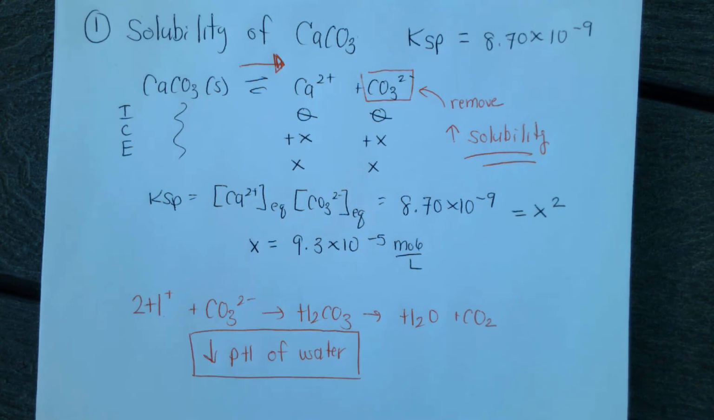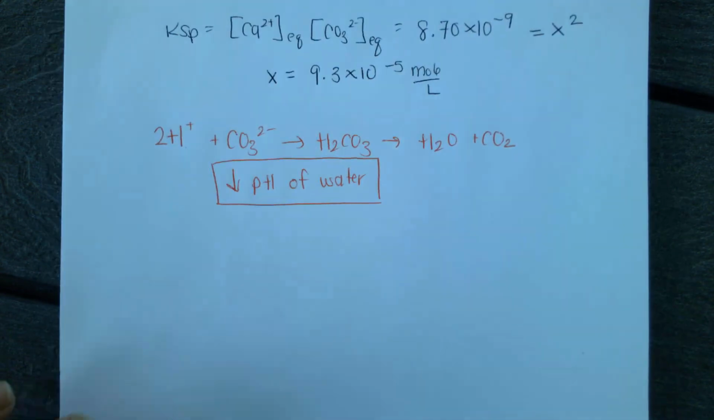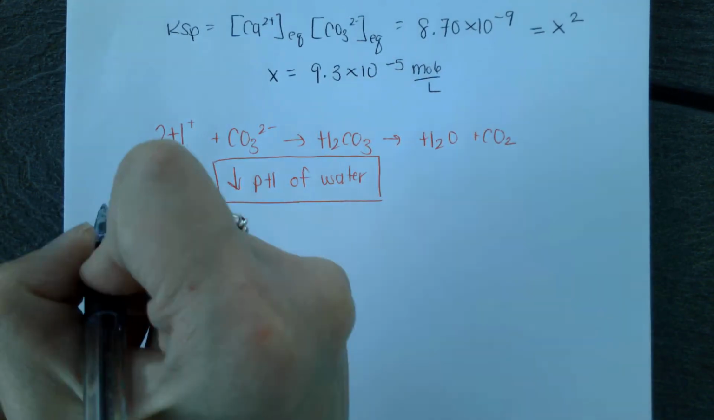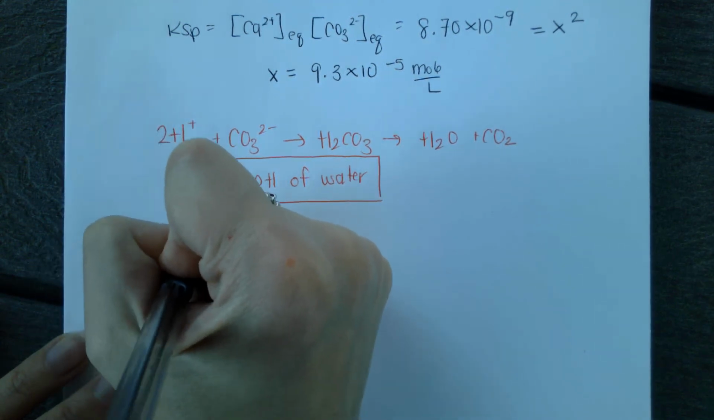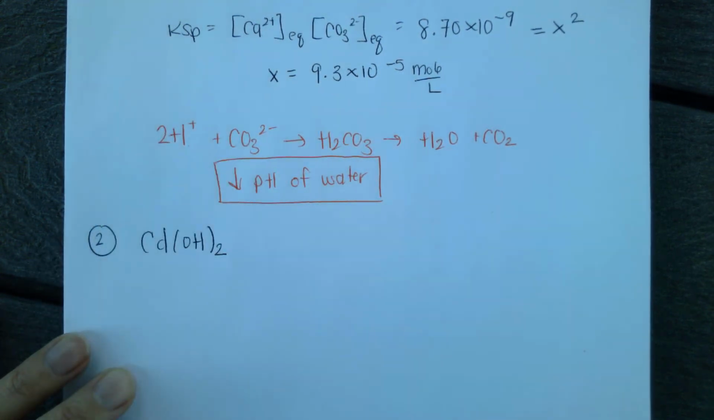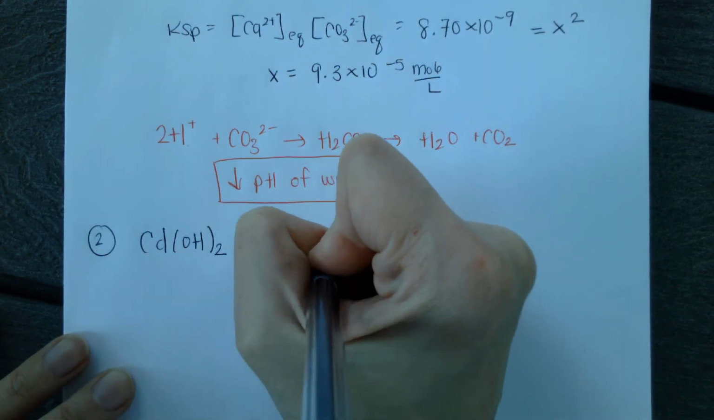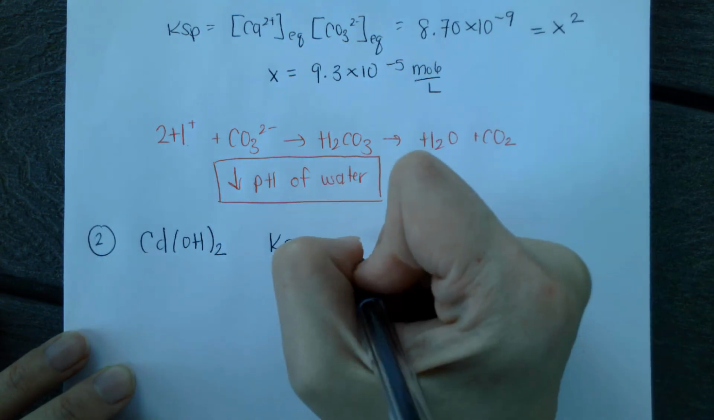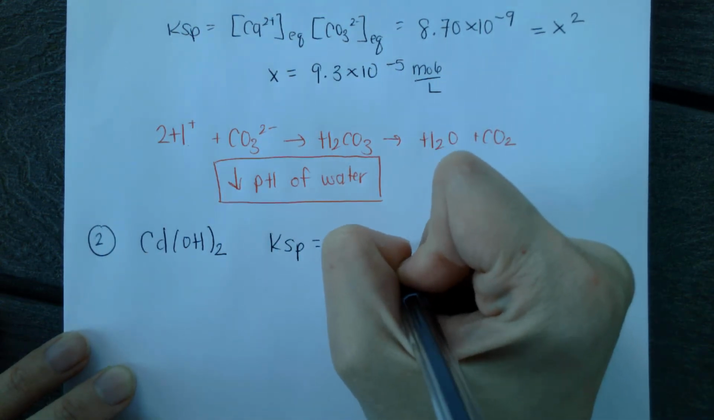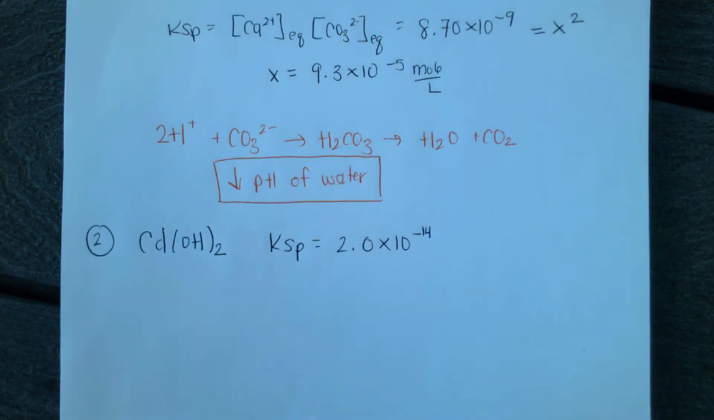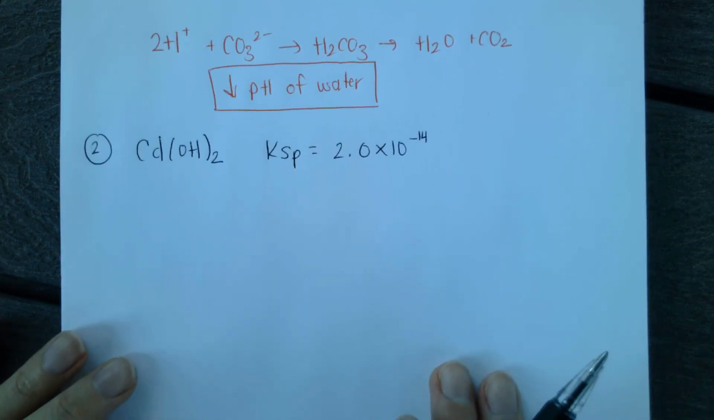Let's get one maybe a little more complicated in here. So a second one we can look at: we're going to look at the solubility of cadmium hydroxide. Its solubility product constant is 2.0 times 10 to the minus 14. So this one is a lot larger. All right, so this one is a little different.